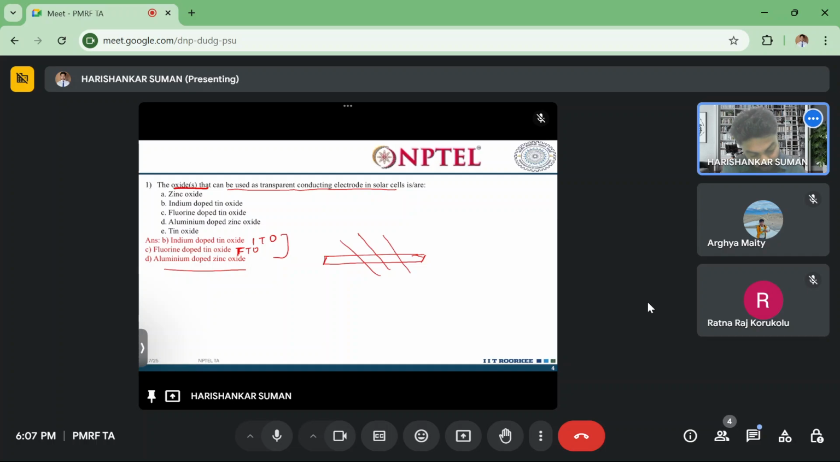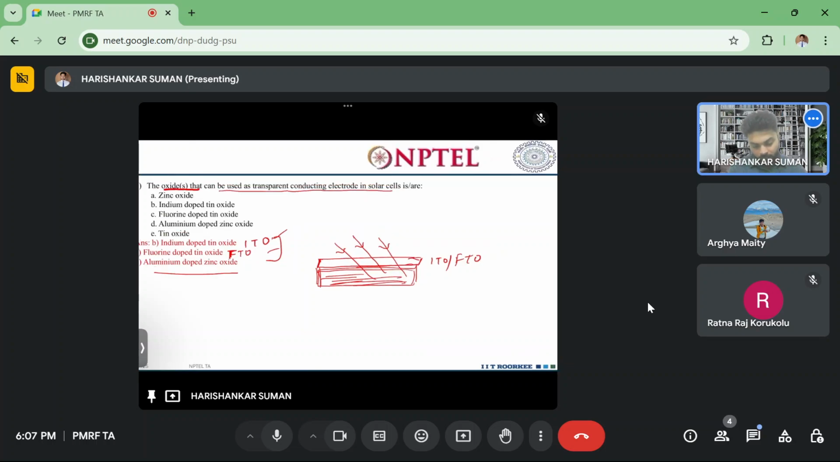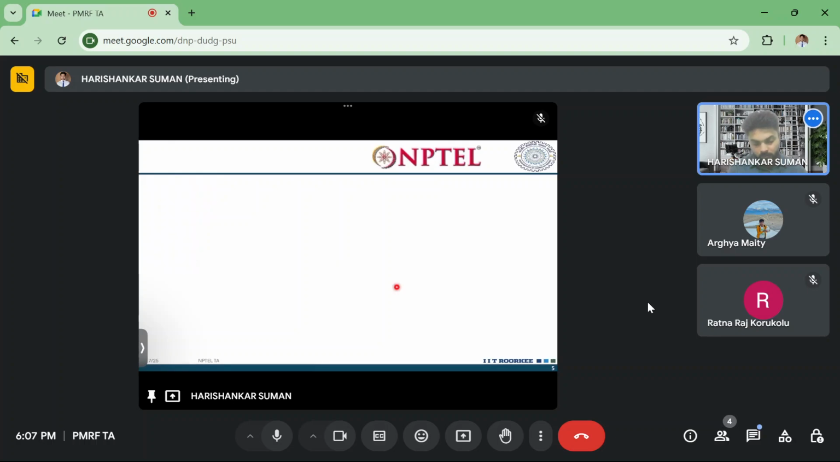Let's say this is our FTO or ITO, and this is sunlight. The next layer is the absorber material, or an ETL or HTL might be there. People generally use these because they have a higher band gap. Light can easily pass through this. Next question.